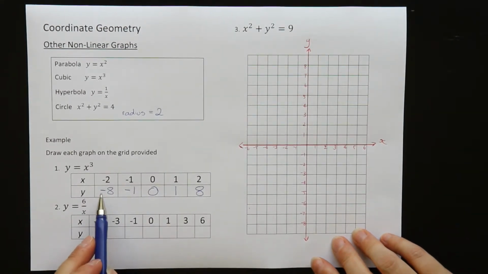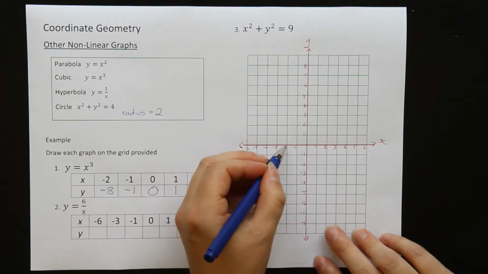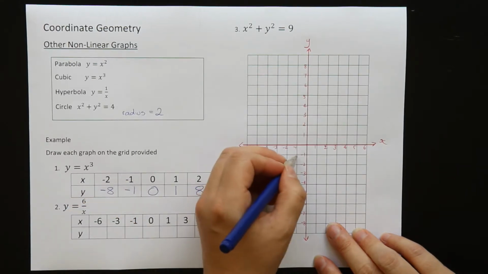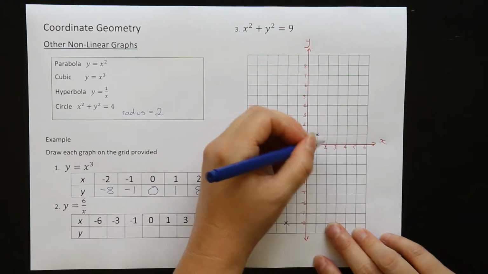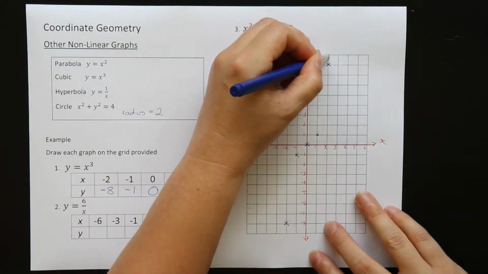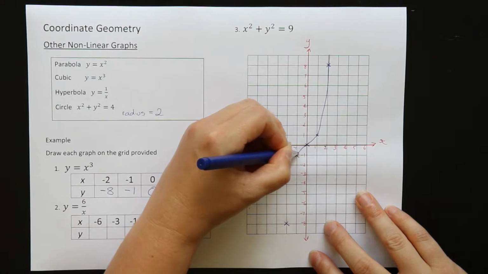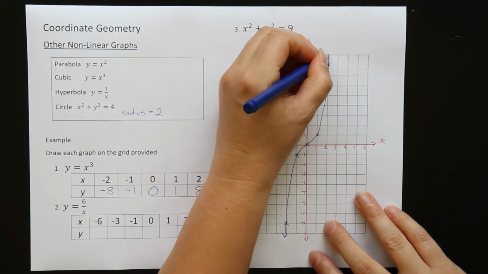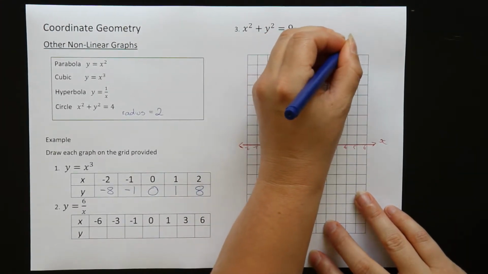So let's sketch this graph. Over here I've drawn my Cartesian plane. At negative 2, y is negative 8. At negative 1, y is negative 1. Then 0, 0, 1, 1, and 2, 8. Again, this is a curve, so don't try to use a ruler. So the curve goes through there. And that's it. That is what a cubic looks like, y is equal to x cubed.